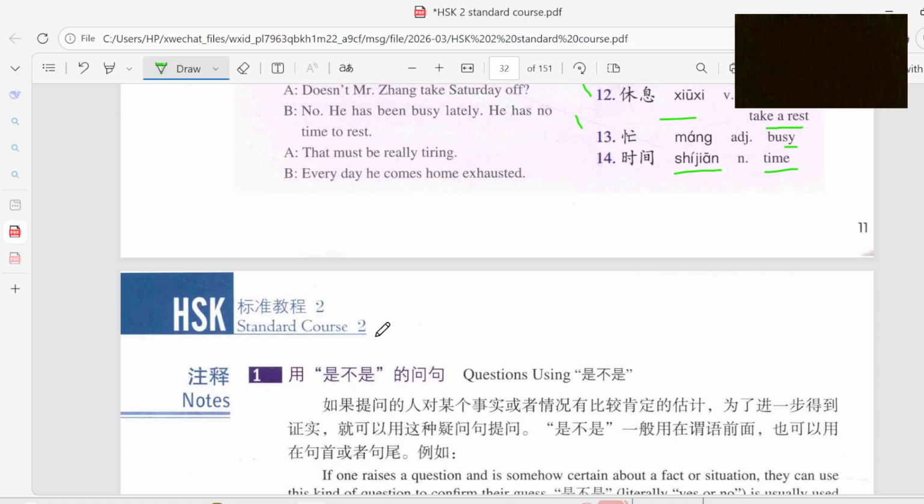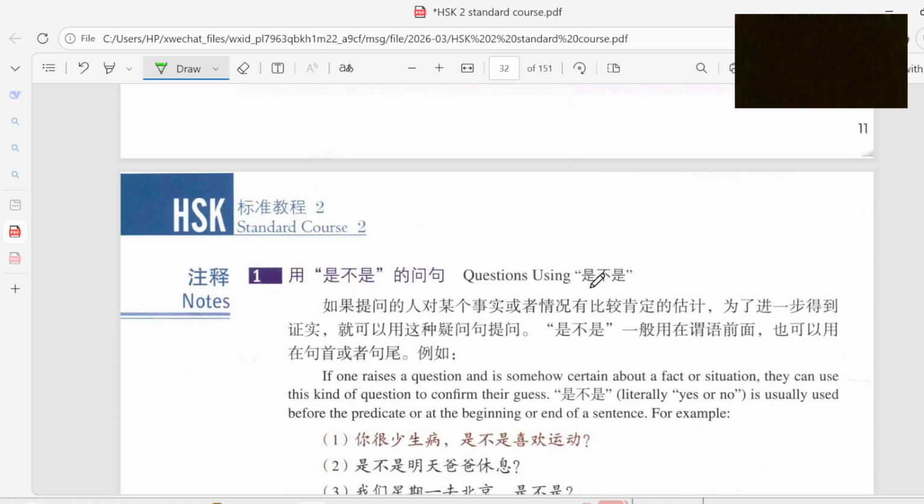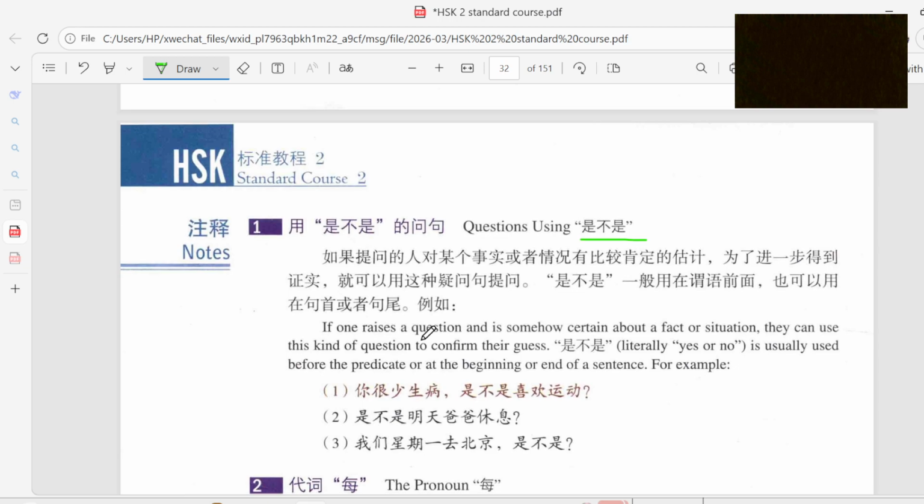Mr. Zhang, 老师. Alright, let's look at just 是不是 and call it a night. I'll wrap up real quickly. So this one: if one raises a question and is somehow certain about a fact or situation, they can use this kind of question to confirm their guess. Like here, 是不是, literally yes or no. 是不是, it's important.